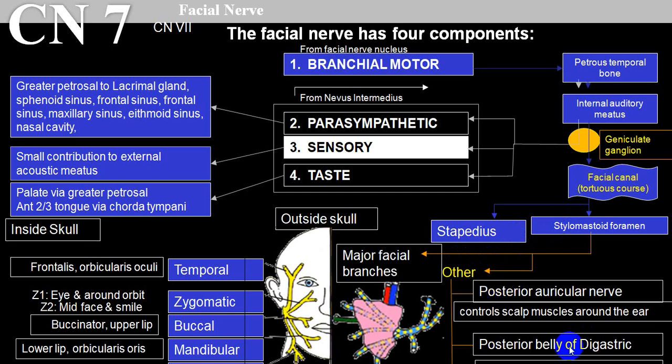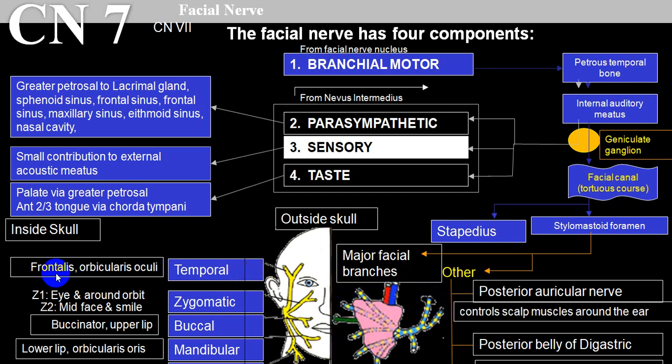Then posterior belly of digastric and stylohyoid muscle, which will be taking part in deglutition. Once it comes out from the stylomastoid foramen, it enters the parotid gland, where it will form the parotid plexus, and from there you will get 5 branches.